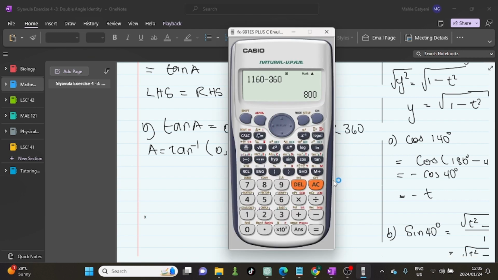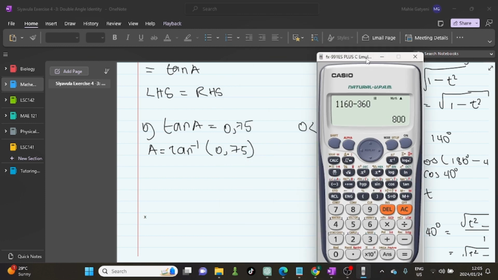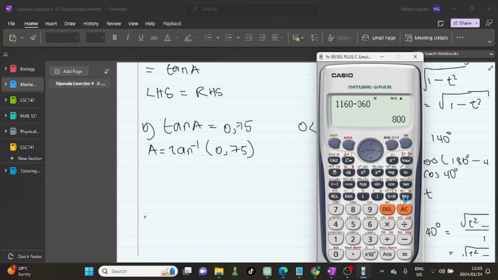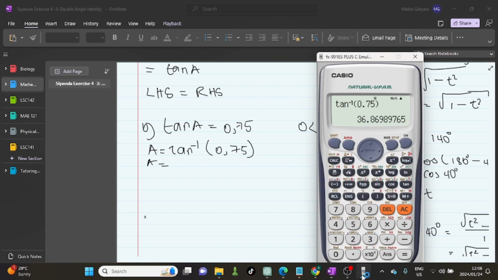Let's go to calculate. So into azayenza apha kuthini? Let me just do this. Let's calculate now. So izaba ngubani? Izaba ngu-shift tan 0.75. Tan inverse 0.75 engubani? Izaba ngu A is equals to 36.8698. It's gonna be 36.